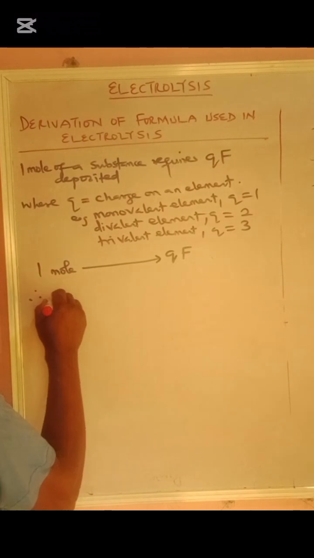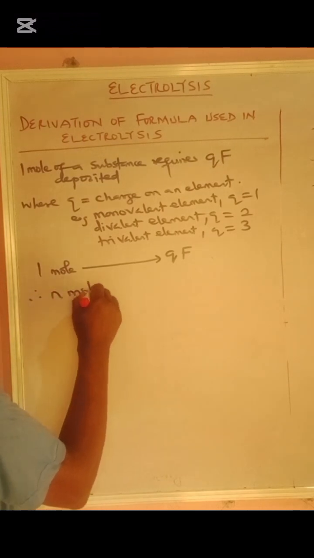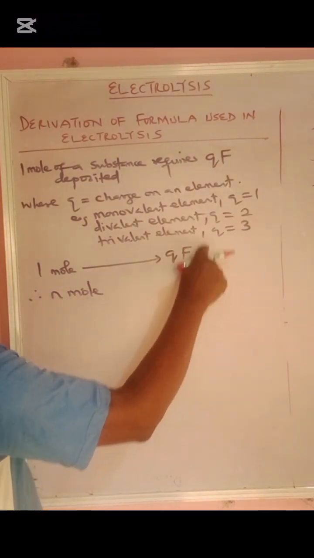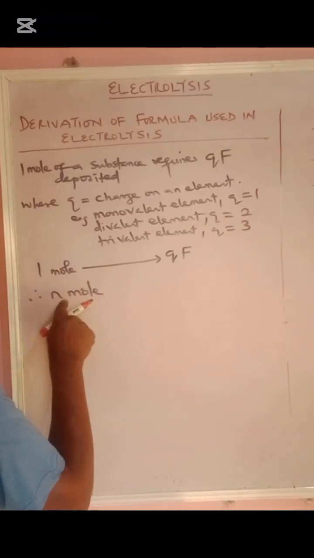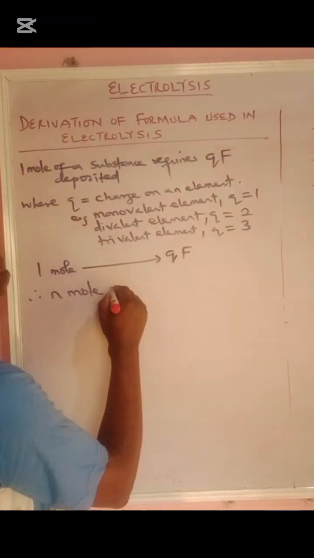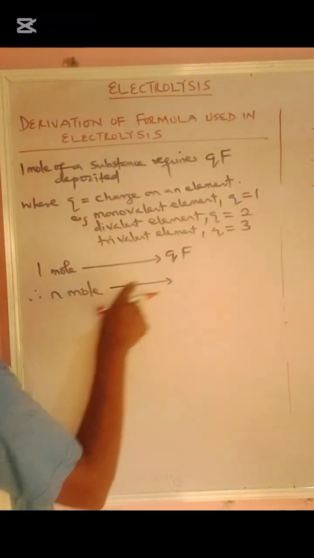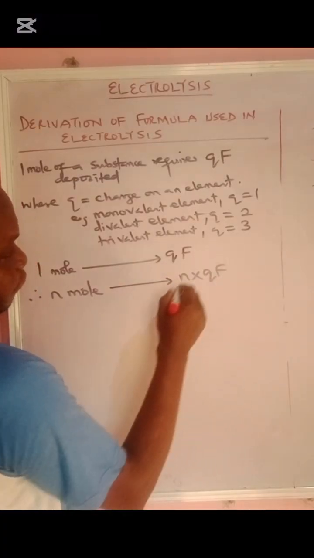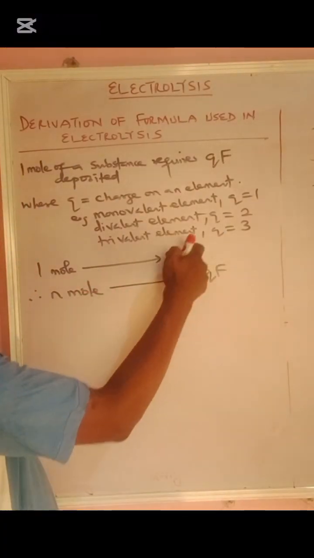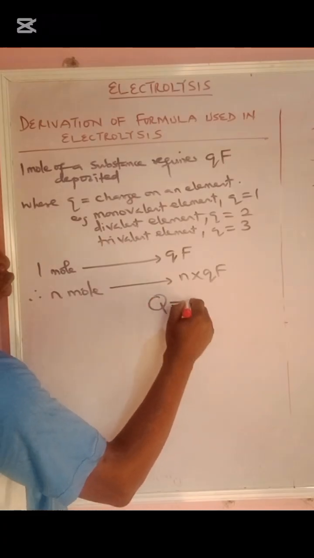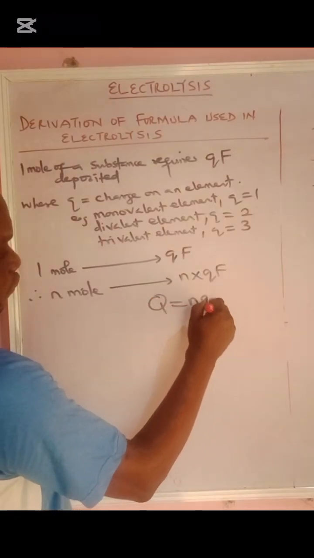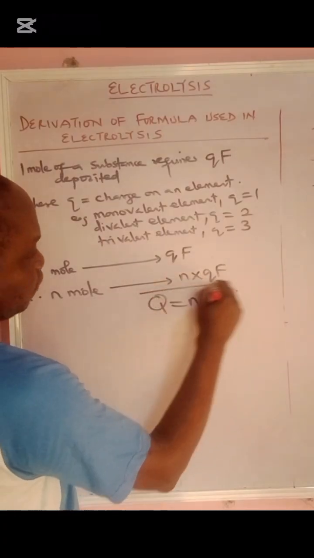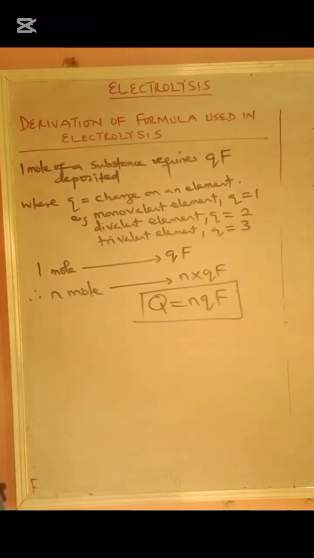Therefore, N mole, what will be the quantity? You know this one is the quantity Q. So therefore, N mole we don't know, so we say N times QF. You know we are looking for the quantity. This one is quantity. So Q now is equal to NQF. This is how we manage to get this formula to be NQF. That's formula 3. Please take note of that.